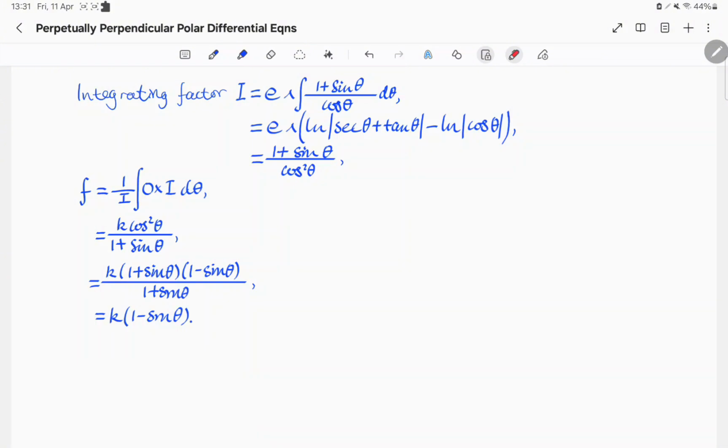Using this integrating factor, we can now find f, which is equal to 1 over the integrating factor multiplied by the integral of 0 multiplied by the integrating factor with respect to theta. This simplifies down to k cosine squared theta over 1 plus sine theta. Expanding cosine squared theta out as 1 plus sine theta, 1 minus sine theta, f will eventually simplify down to k of 1 take away sine theta.